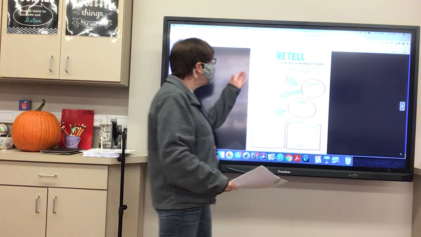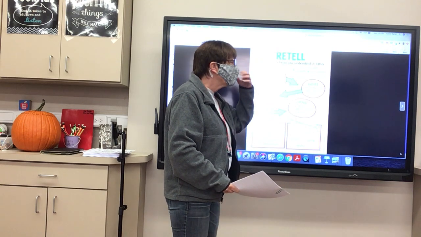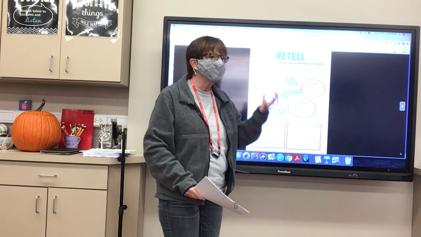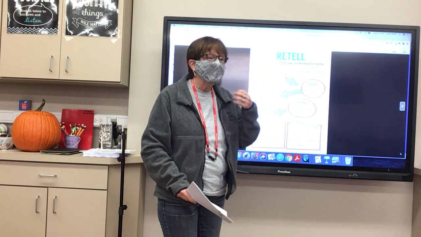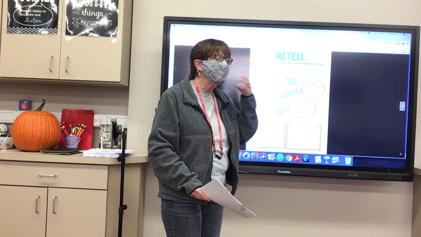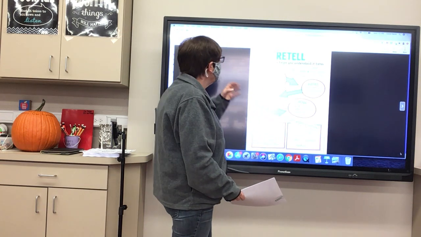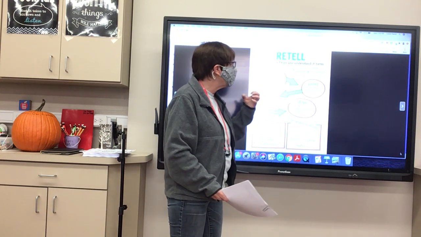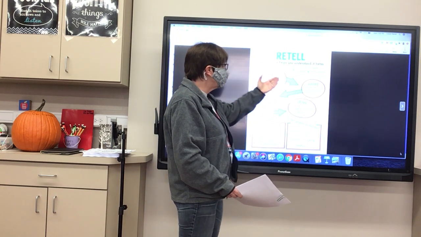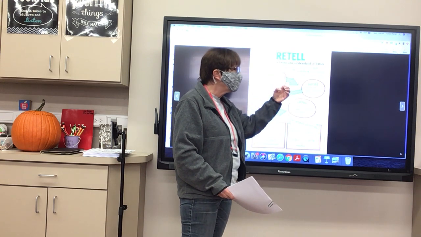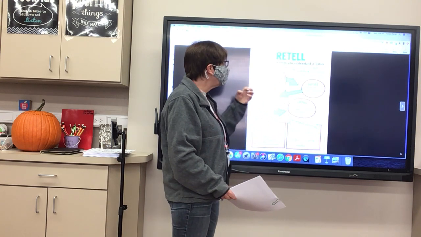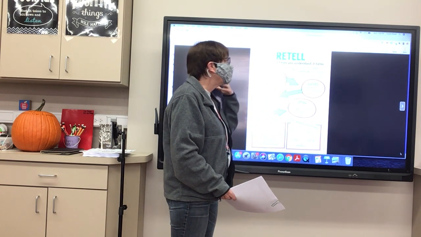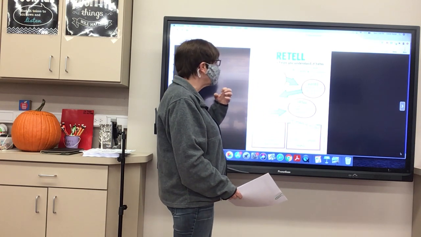So here's an anchor chart, and our chart is going to help us retell the story the best way. Retelling a story helps us understand it better. And here's a tip. We think about who, what, but, and how. And they help us retell the story.